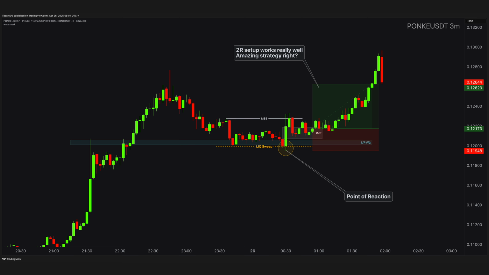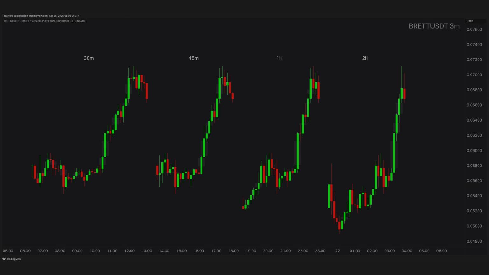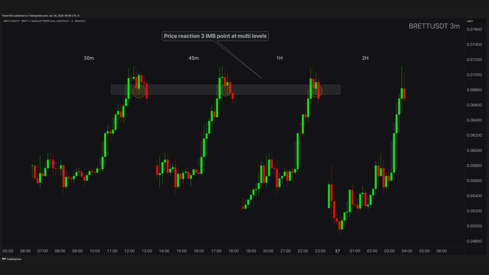It is just an amazing setup here. Or is it not? Let me show you a loss right now. Here is another coin from today called Bread. Again, you can notice the multi-imbalance area, a great location for an entry. This time actually 3 imbalance types at once.